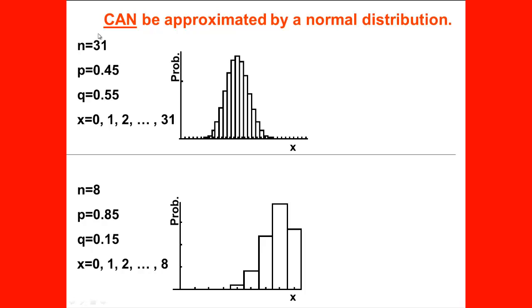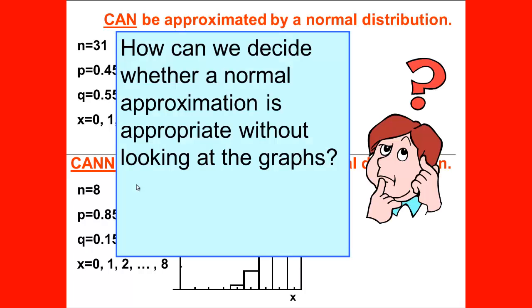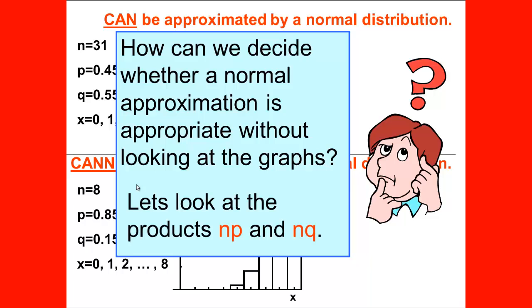Looking at the first one, we can see it has a fairly normal shape. We can see reasonably well that it can be approximated by a normal distribution. But for the second one, we can see that it's skewed and that it cannot be approximated by a normal distribution. But how could we decide whether a normal approximation is appropriate without looking at the graphs?